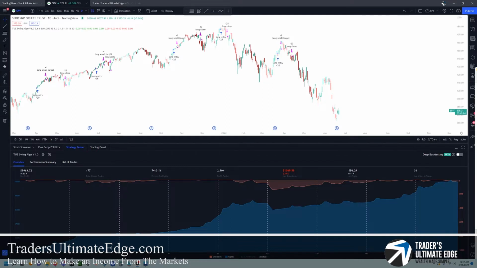Now, there's a nice pool of stocks we've already found that this works great with, along with the settings for them, which will be available in our Discord.